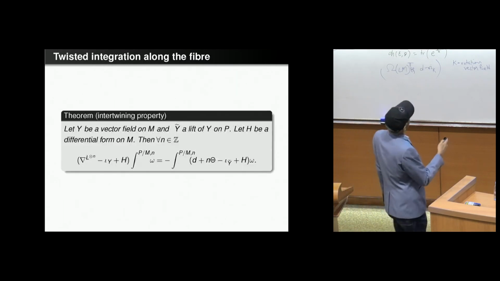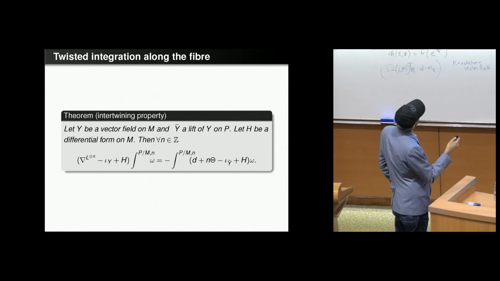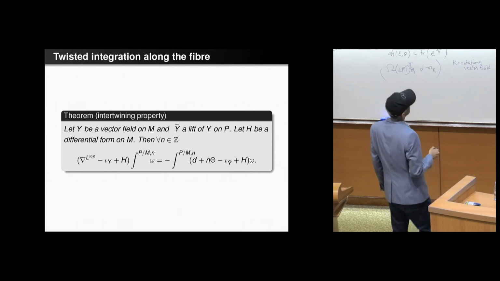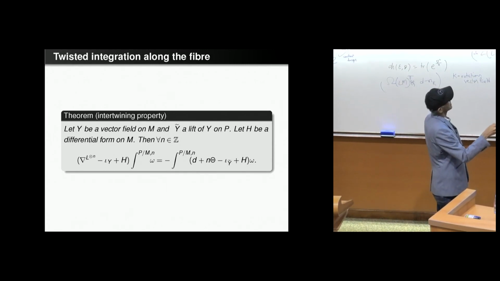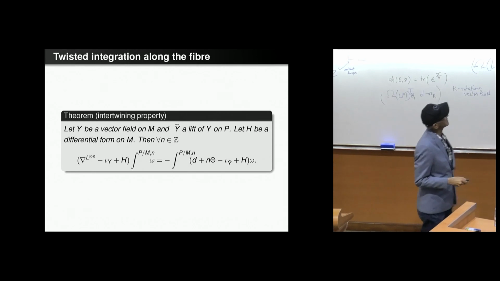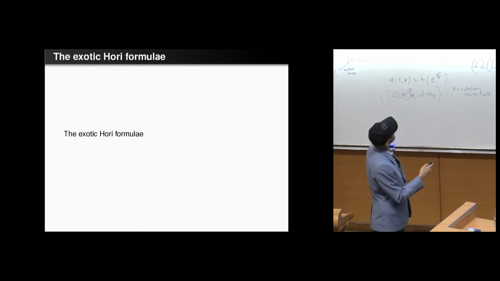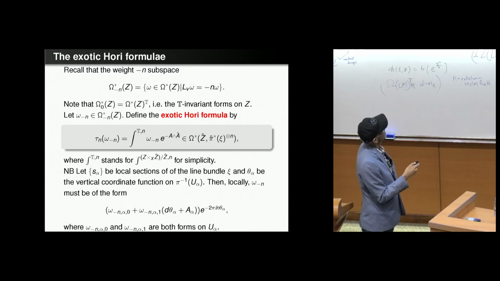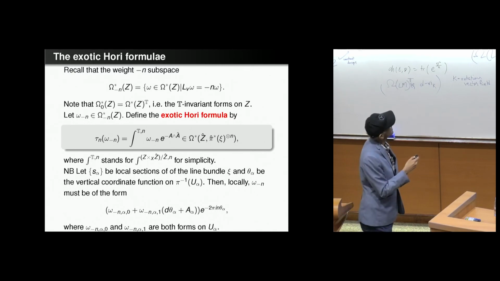So this is the theorem. Let Y be a vector field on M, Y tilde its lift to P, and H be a form on M. Then you have this: the connection on L tensor n, minus contraction by Y plus H, of the twisted integral of omega, is equal to this quantity, which is d plus n theta minus i of Y tilde, the lift of Y to P, plus H. So the exotic Hori formula looks exactly like the Hori formula, but instead of integration along the fiber, you use twisted integration along the fiber.